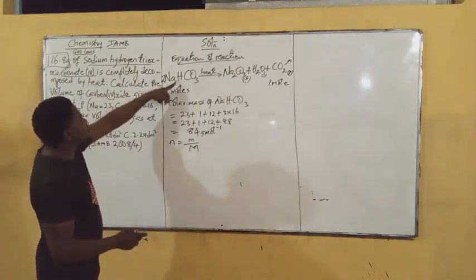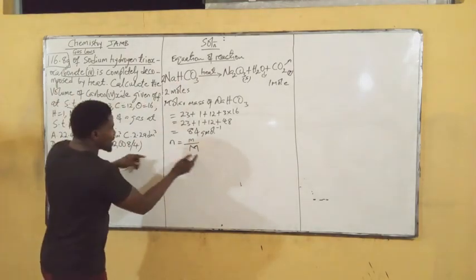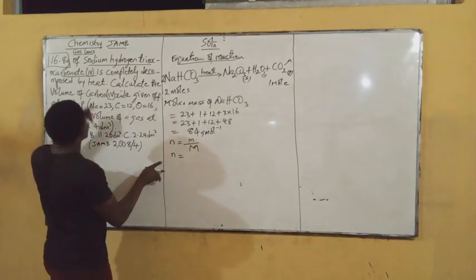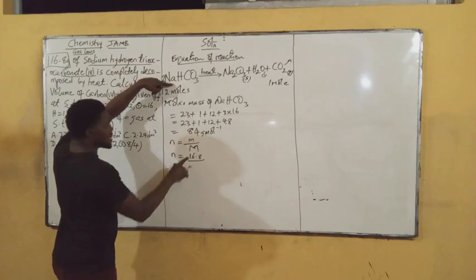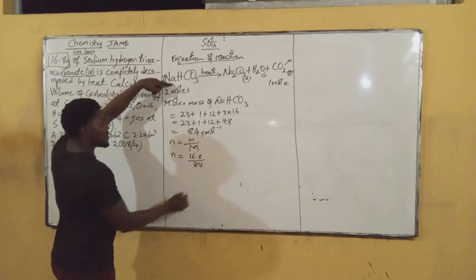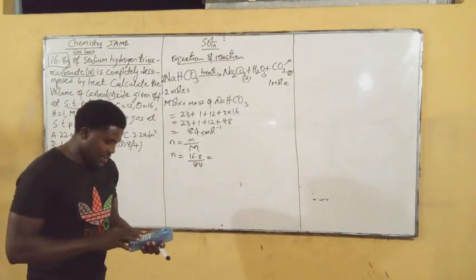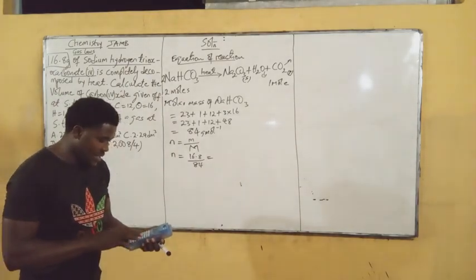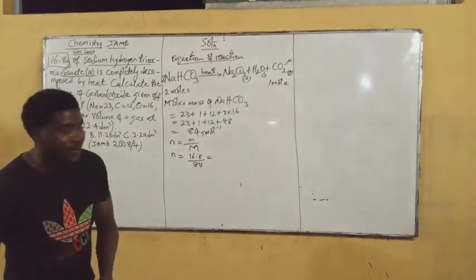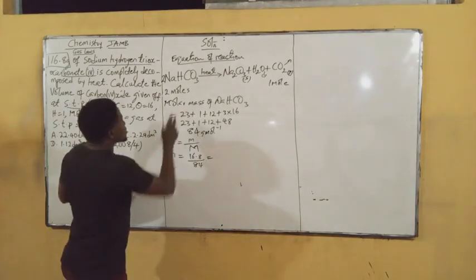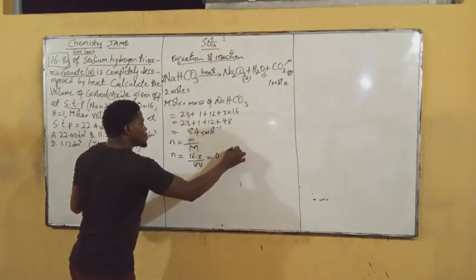Now, what is the reacting mass of this compound? It is 16.8 grams. So the number of moles of this compound becomes the reacting mass 16.8 divided by the molar mass, that is 84. 16.8 divided by 84 is 0.2. So the number of moles of the compound which was decomposed is 0.2 moles.